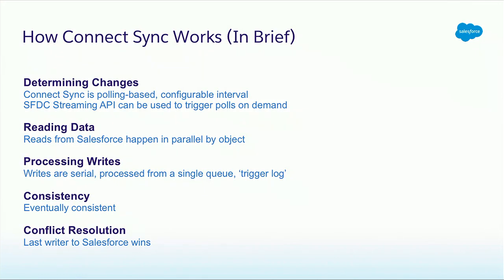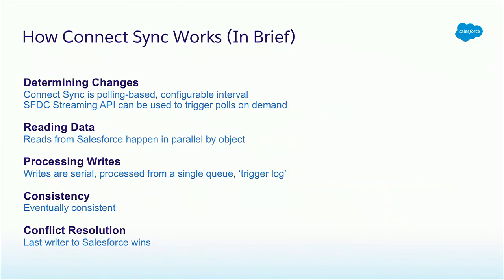The way sync works, we get asked this a lot too, right? How do you figure out when something changes? How does the system work? Well, it's polling based. We will poll Salesforce based on a configurable interval. We also have a mode that's totally complementary, or can be used standalone, that works based on streaming API notifications. So we'll get notified of a change and we'll do an on-demand poll. Just to be clear, it's always polling based, but we can do an on-demand poll, a scheduled poll, or both.